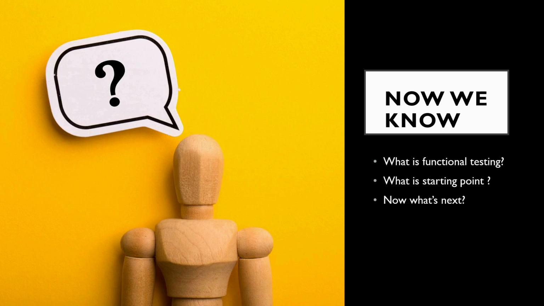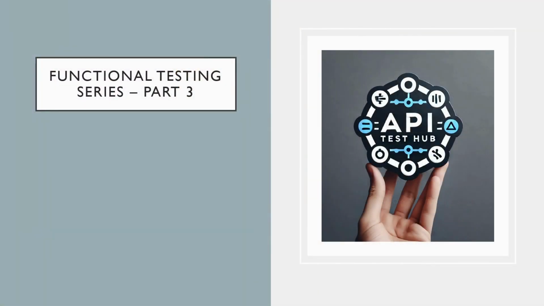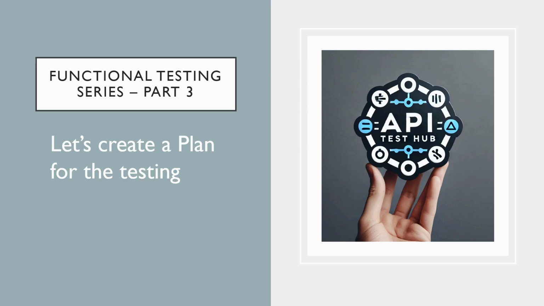Now, we already know what functional testing is and what the starting point of doing functional testing is. That was Swagger. Now, what's next? Next comes the planning of your testing, that is creating a test plan. So, welcome to part 3 of the functional testing series. In this video, we will be covering how you can create a test plan before starting your actual functional testing.